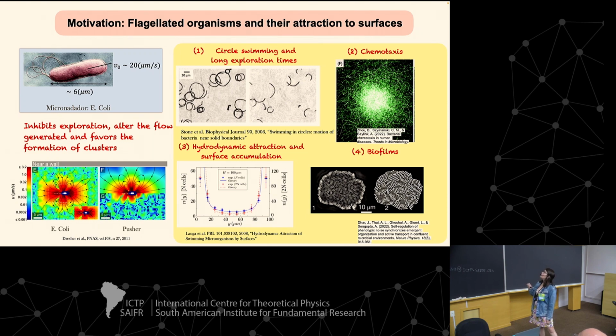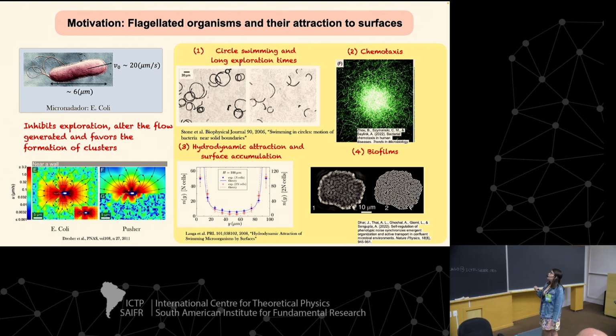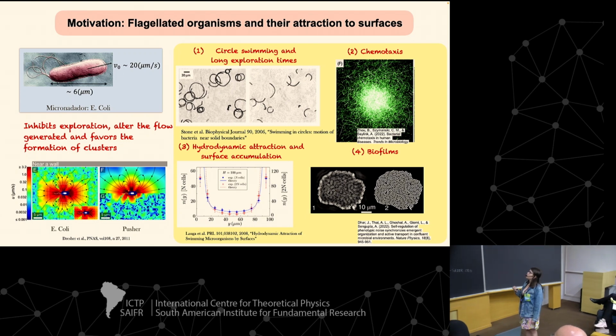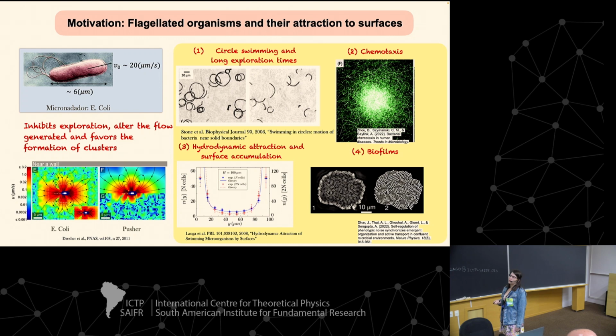The first one is that when microswimmers are close to solid boundaries, they perform circle motion or chiral motion in the boundary. The second is the chemotaxis, that due to the chemotaxis, they form patches on the surfaces. Also, due to hydrodynamic attractions to surfaces, they accumulate in the non-slip boundaries or in the solid surface.